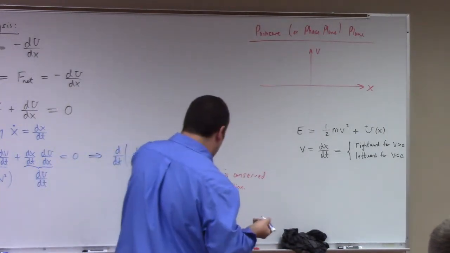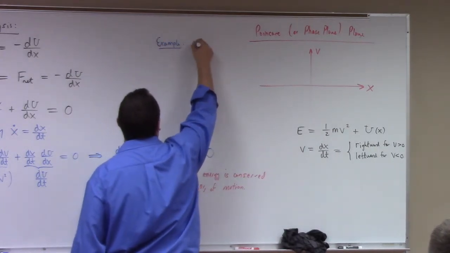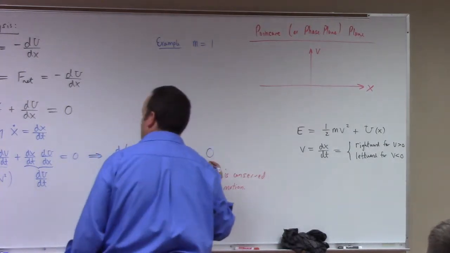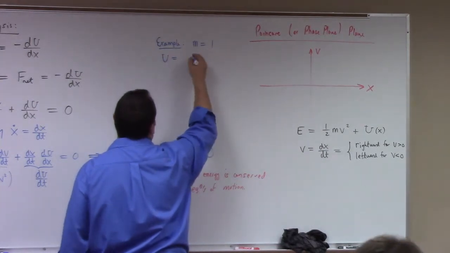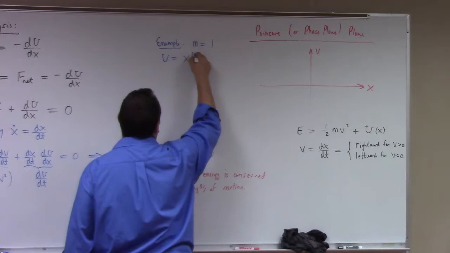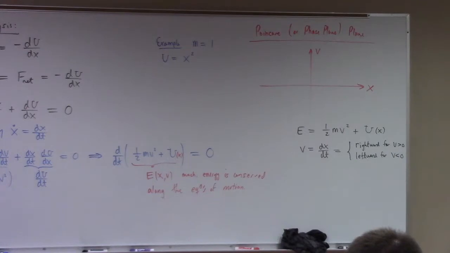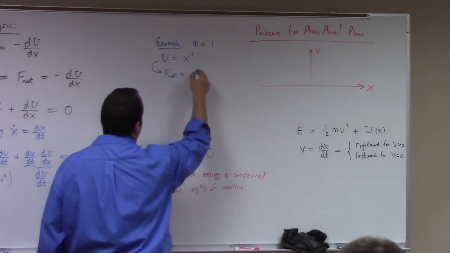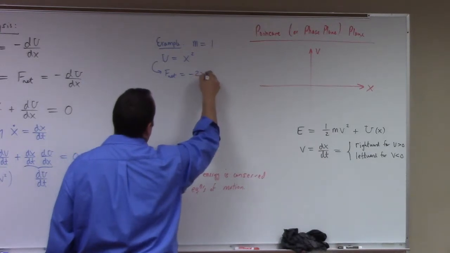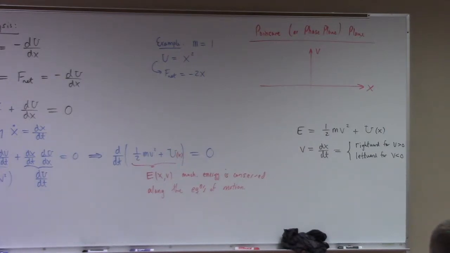Just to give you a specific example of this, we'll put the mass equal to 1, because it's not fun to have mass not equal to 1. And we'll let the potential energy equal, to start with, x squared. That's the potential energy for a spring. If that's the potential energy, the net force is minus 2x. That's Hooke's law.